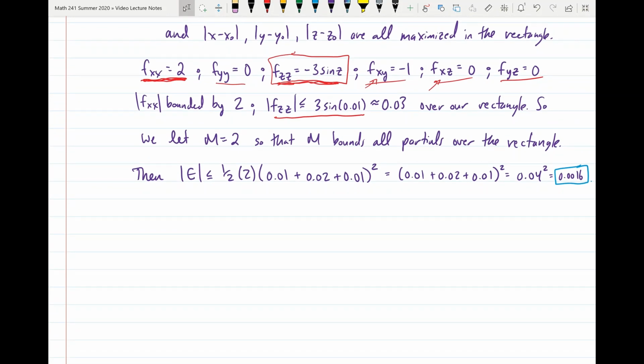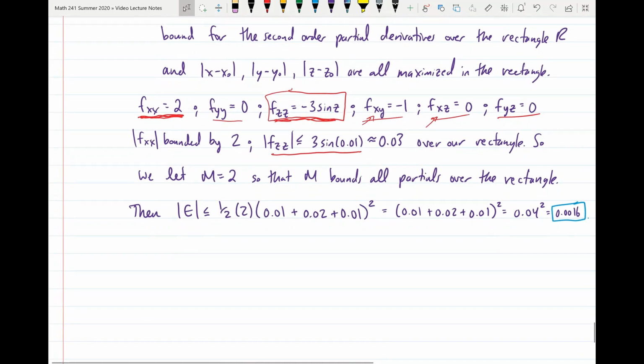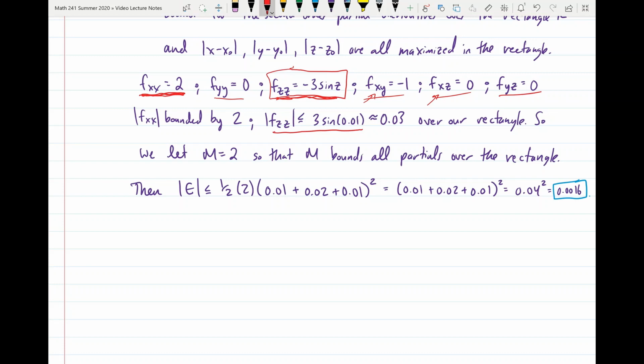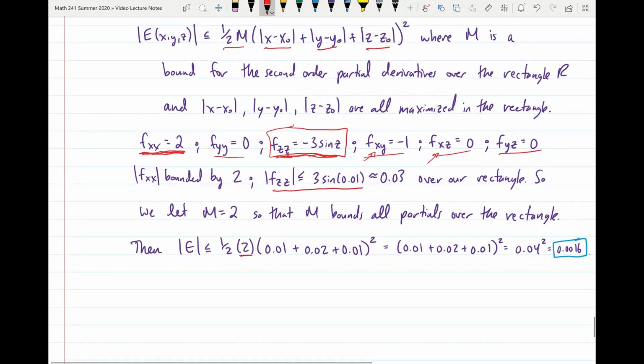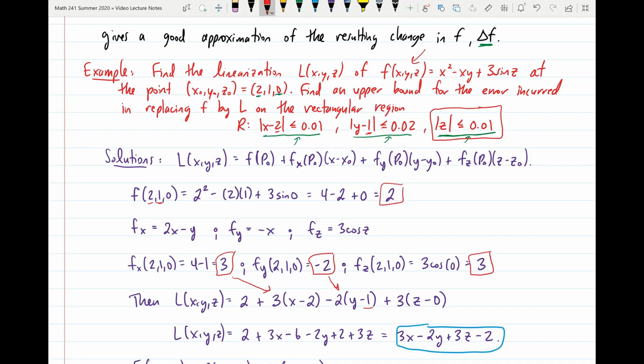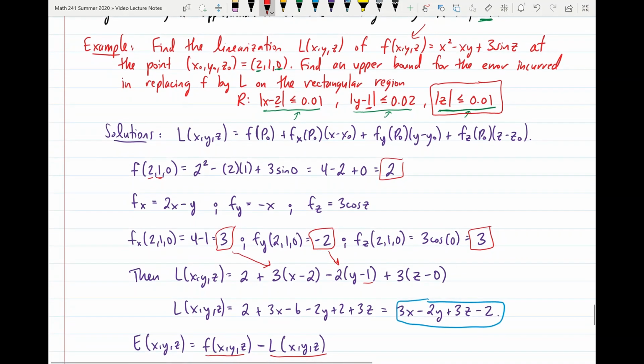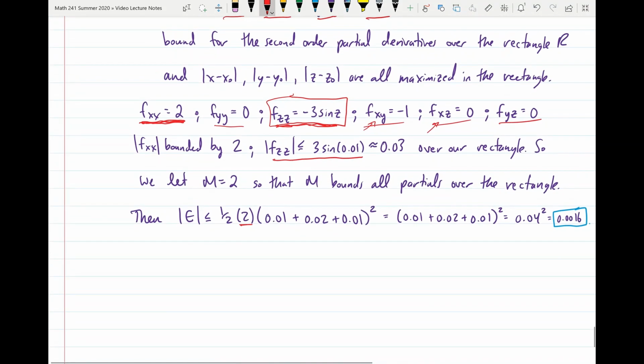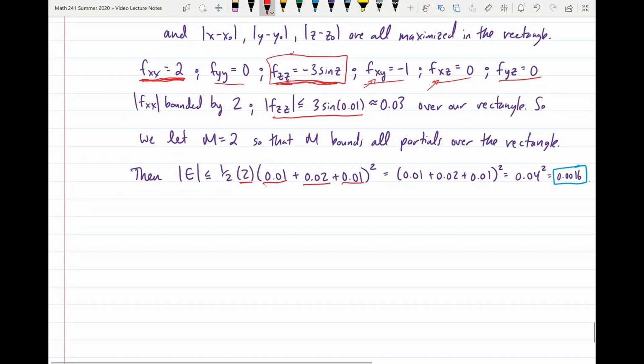And now we can plug back in for the expression that gives us the upper bound for our error. So the absolute value of our error is going to be less than or equal to 1/2 times m, which is 2 now, times the absolute value of x minus x naught, which is actually just given up here in all of these conditions. Again, 2 is x naught, 1 is y naught, and 0 is z naught. So this region is telling us that the absolute value of x minus x naught is less than or equal to 0.01, the absolute value of y minus y naught is less than or equal to 0.02, and likewise, the absolute value of z minus z naught is less than or equal to 0.01. So we can just take those three values and plug them in here for x minus x naught, y minus y naught, and z minus z naught. And now we can just evaluate this expression.